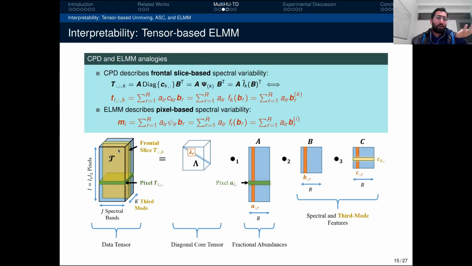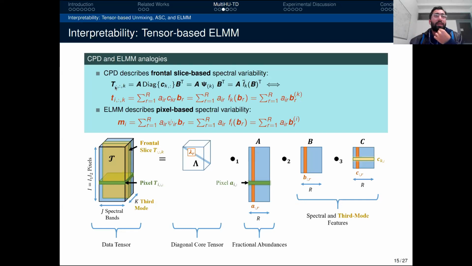And usually the number of frontal slices, or variations of the hyperspectral image that we have, is much, much less than the number of pixels. So the degrees of freedom that we impose in this case is a bit relaxing for the matrix-based technique and also less restrictive or less free.